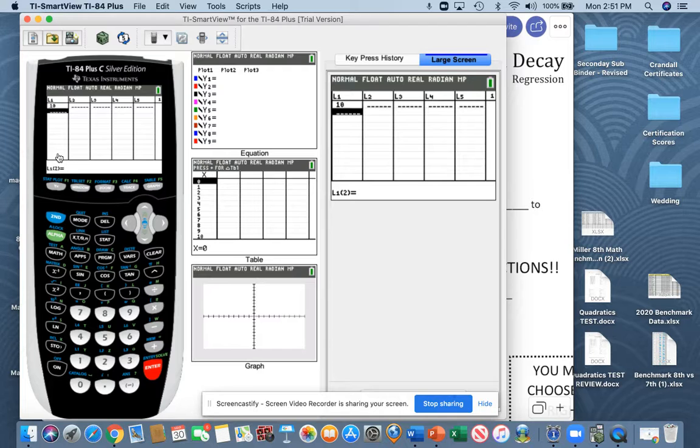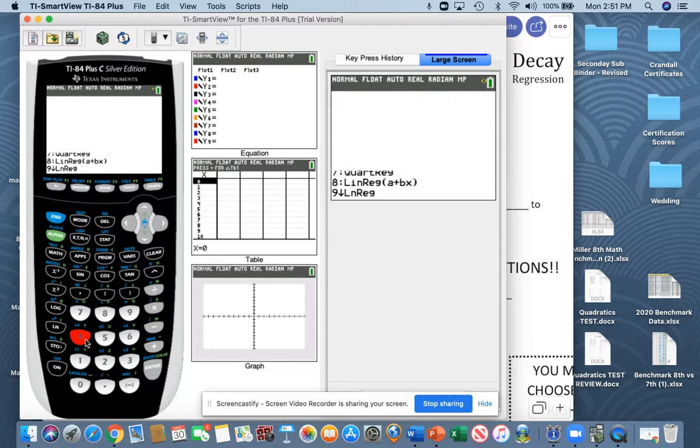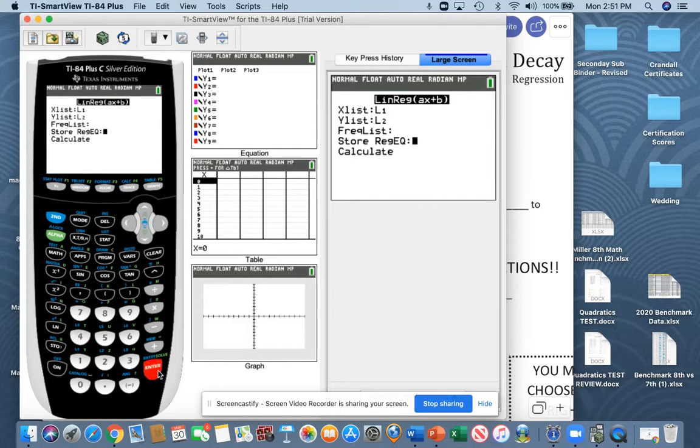So we're going to put 10, 13, 15, 19, 21. And then we go over to L2. We're putting all the y values. So 65, 72, 75, 85, and 90. Now, from here, we're going to go to Stat, over to Calc 4, just like y'all are used to. Enter, enter, enter. Enter. So when we get there, it gives us the equation y equals ax plus b.